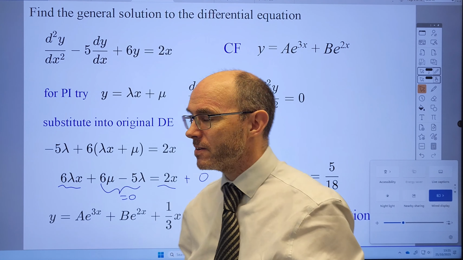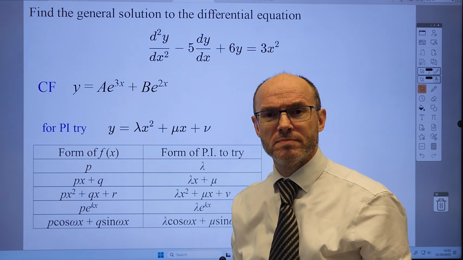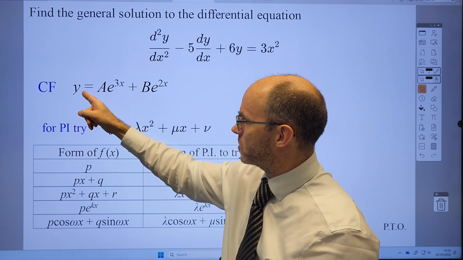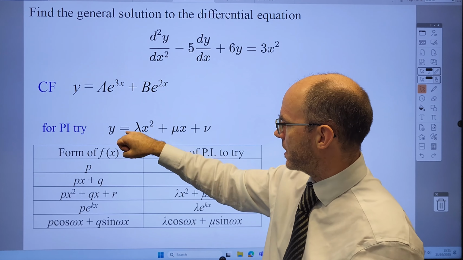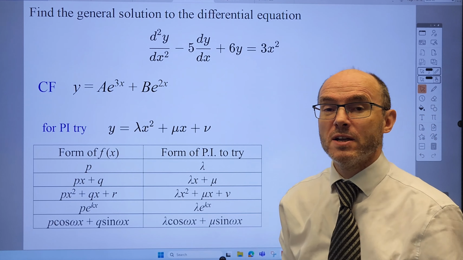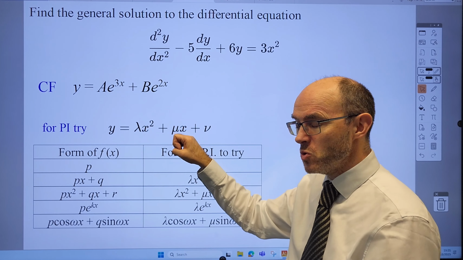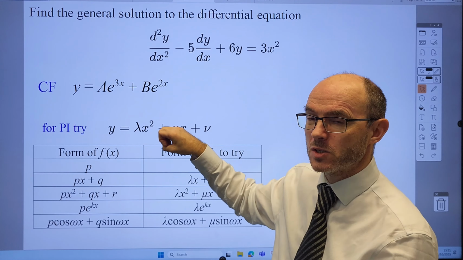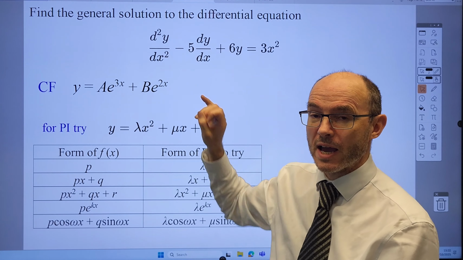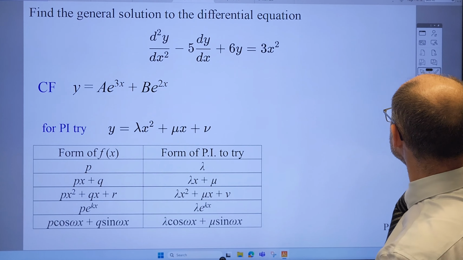Okay. Next one. This is when you've got a quadratic on the right hand side. So assume you've gone through all of this. Okay, you've got the complementary function. You then need to try a particular integral. This time we're going to try something of quadratic form. So lambda x squared plus mu x plus nu. And then we just find dy/dx, d2y/dx squared, substitute into this and get the values of lambda, mu and nu. Okay, that's it.